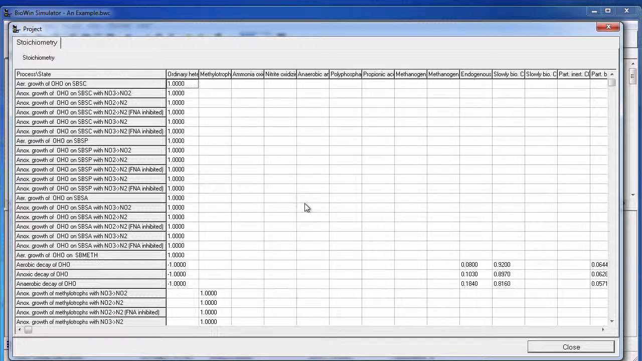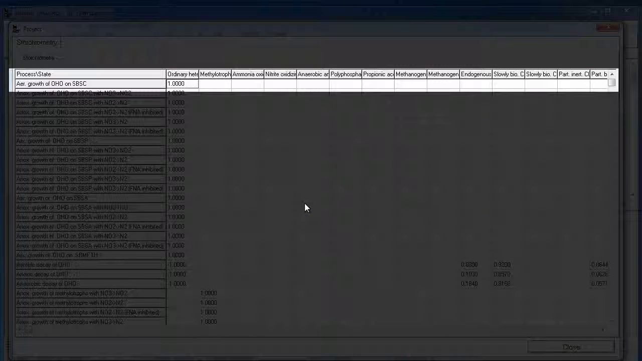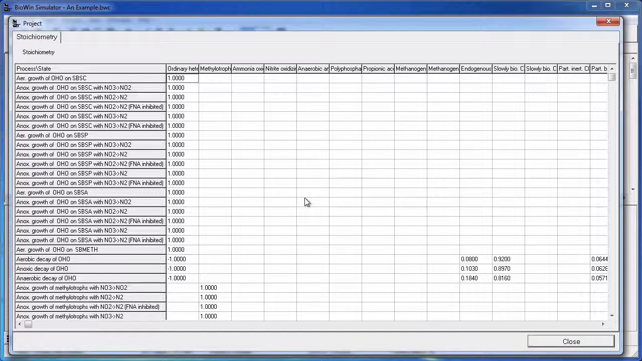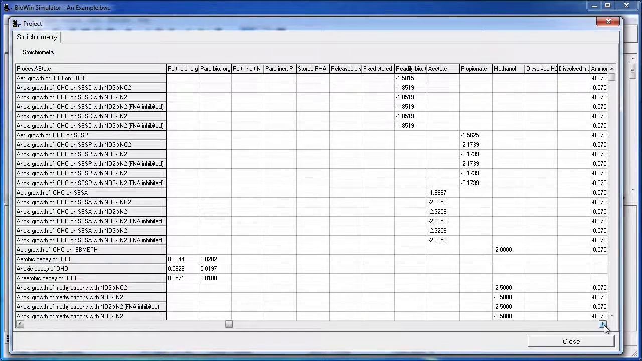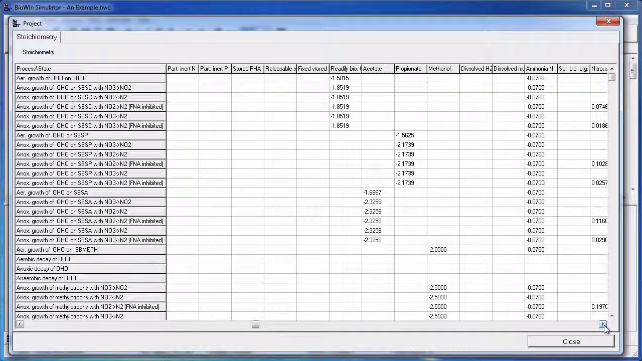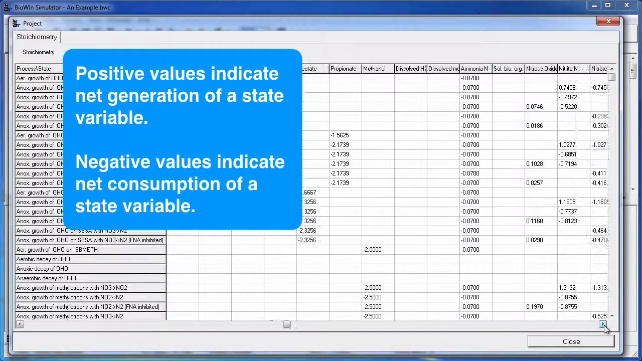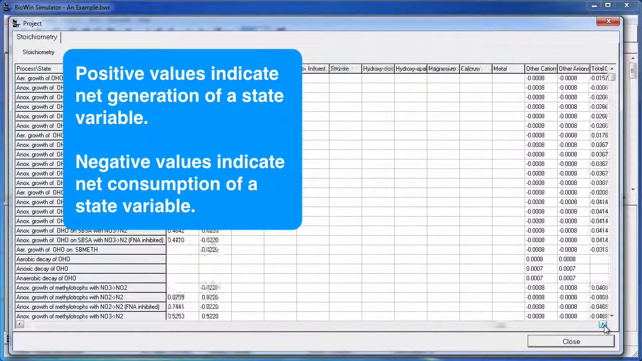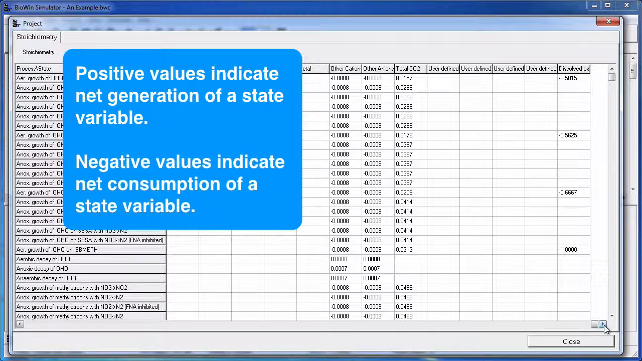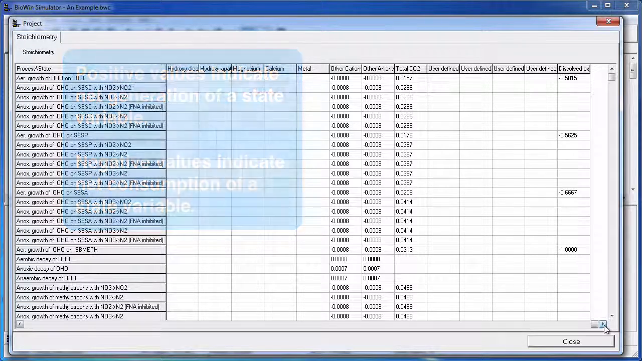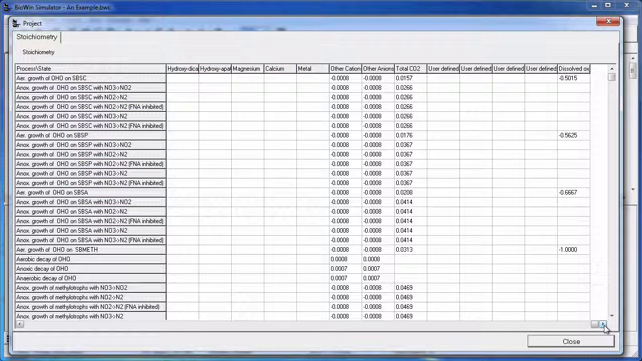For a given process, for example, the aerobic growth of ordinary heterotrophic organisms, or OHOs, on readily biodegradable COD complex, or SBSC, we can scroll across the columns to the right to see what state variables will be generated or consumed in this process and by how much. For example, if the stoichiometry value is positive, this means that the given state variable will be generated during the process. If the stoichiometric value is negative, this means that the given state variable will be consumed during the process. The quantity of the stoichiometric value indicates the number of units that will be generated or consumed to satisfy the given process.